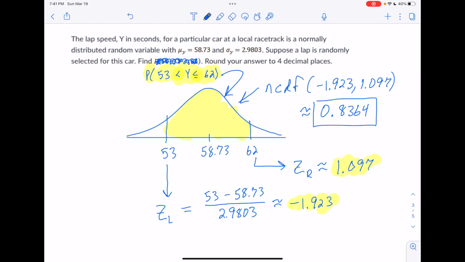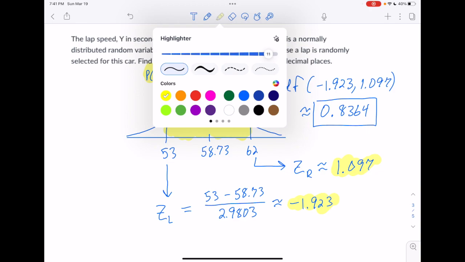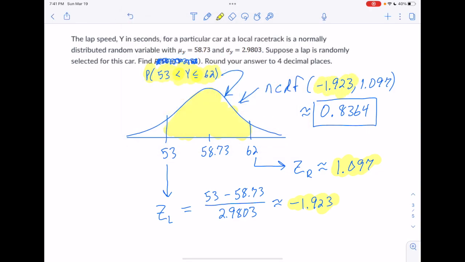Then the other thing is just making sure you're being careful, putting the z on the left in first into normal CDF. So z on the left first, z on the right second. If you mix up that order, you'll get a negative answer, which doesn't make any sense for probability, so pay attention to stuff like that.